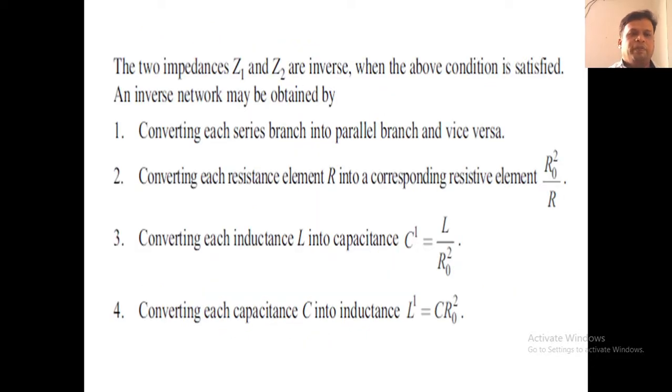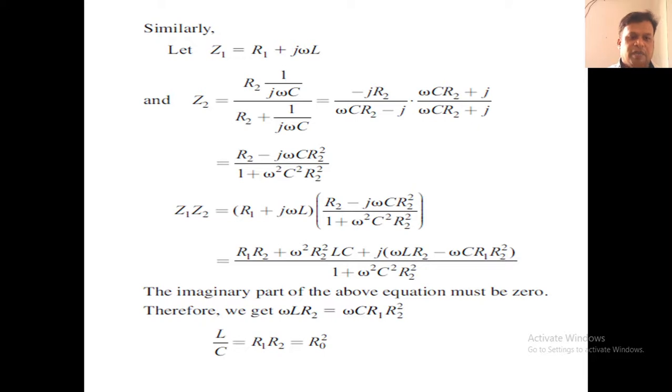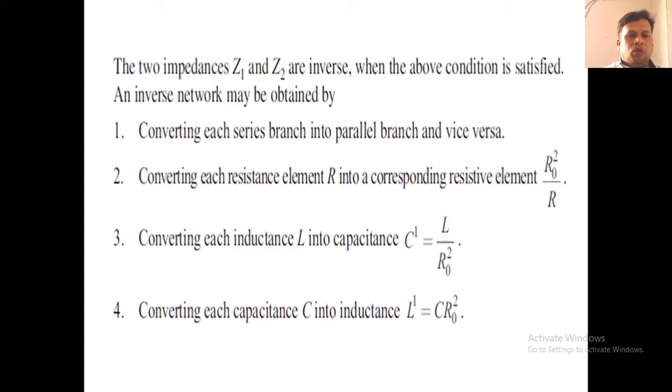Now, the two impedances Z1 and Z2 are inverse when the above condition is satisfied, that is, L by C is equal to R0 square, so R0 is equal to root of L by C. As I am showing the cursor here, L by C is equal to R0 square should be satisfied. Now, the two impedances Z1 and Z2 are inverse when the above condition is satisfied, as we said.